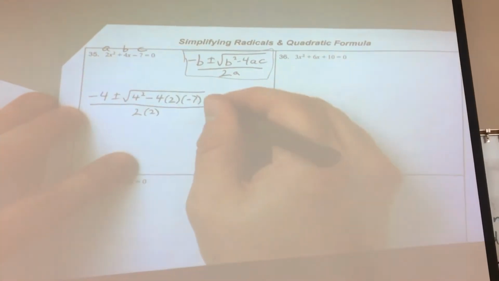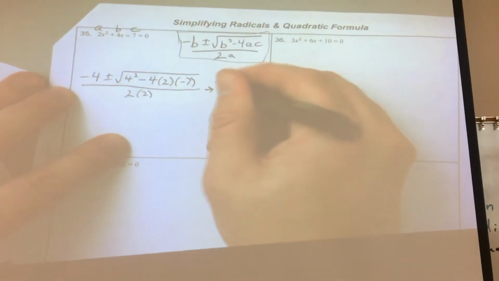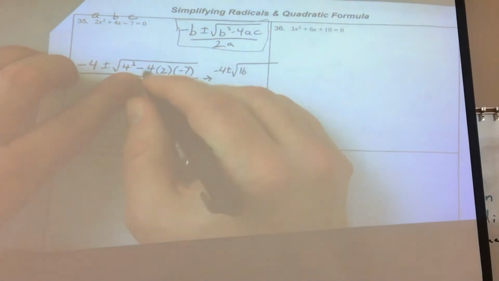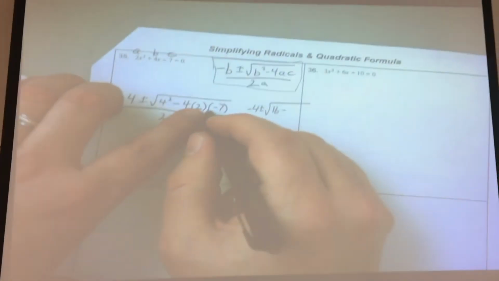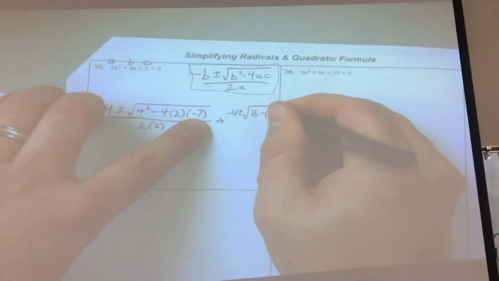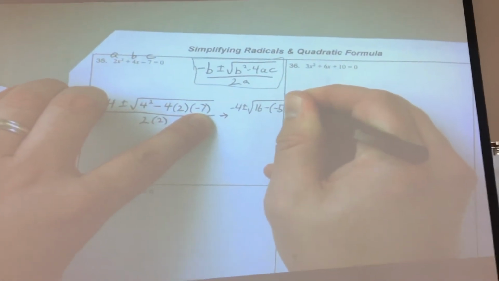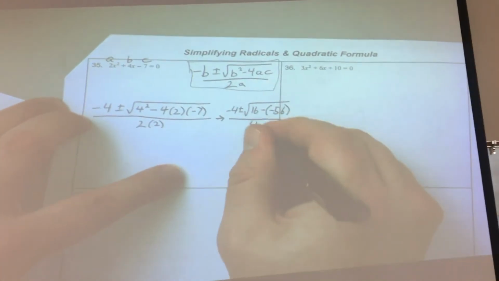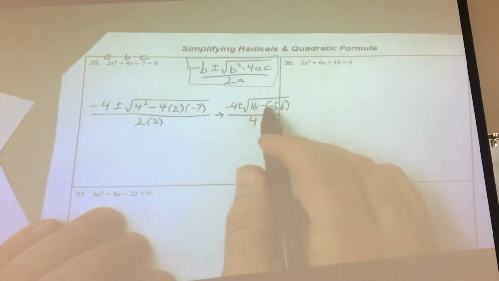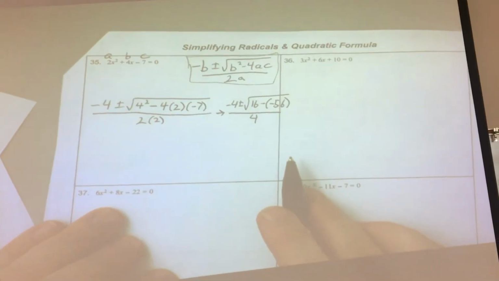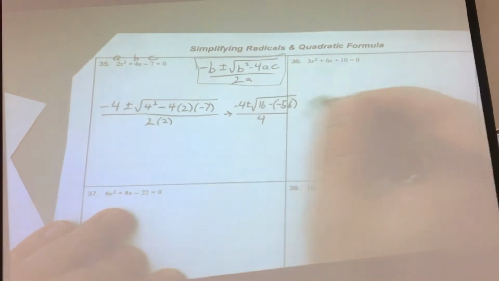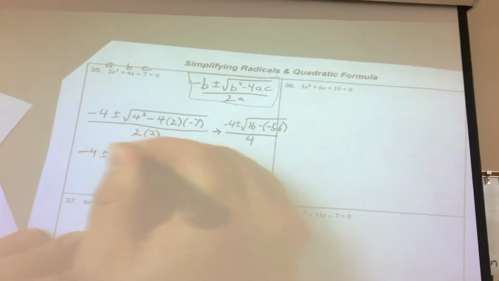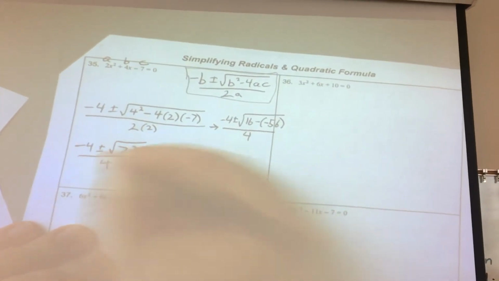So I'm going to move this forward and say it's negative 4 plus or minus 4 squared is 16. And then it's minus 4 times 2 is 8 times negative 7 is a negative 56. And that's going to be all over 2 times 2, which is 4. 16 minus a negative 56 is going to be 72. So that's negative 4 plus or minus the square root of 72 over 4.